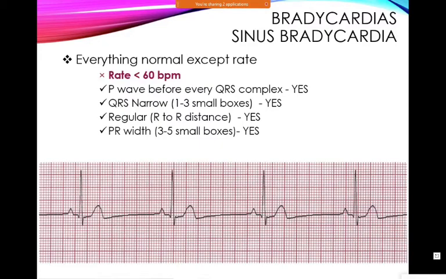Let's look at the rate on this one. I'm going to tell you that every strip I give you is a 6-second strip, so we can count, there's 4 QRSs there. 4 times 10 is 40. This rate right now is 40. So we can just write that rate of 40.